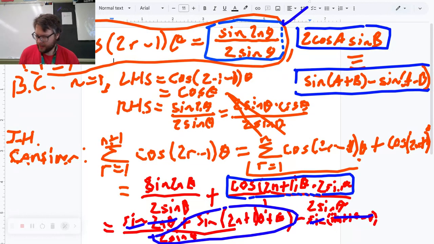So those are two types of induction proofs. There's obviously more, but all induction proofs are going to follow that same three-step process: base case, state the induction hypothesis, and consider the n plus 1th term.